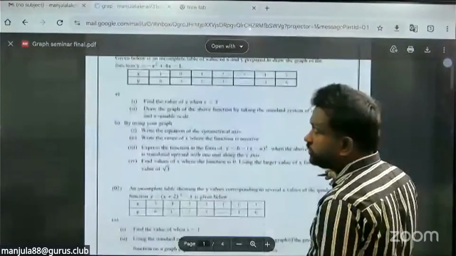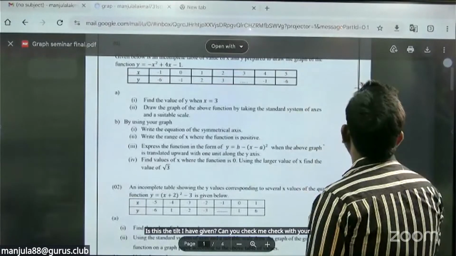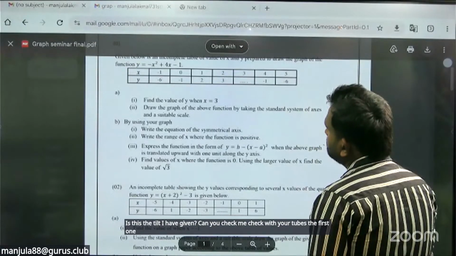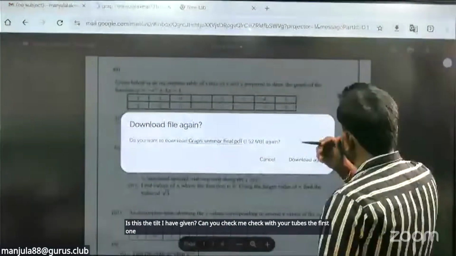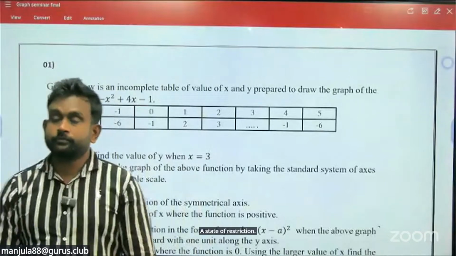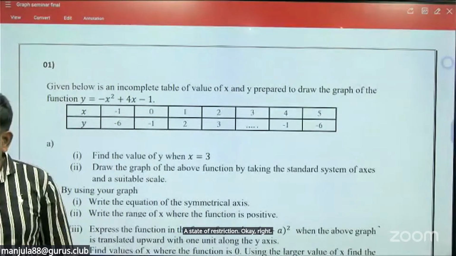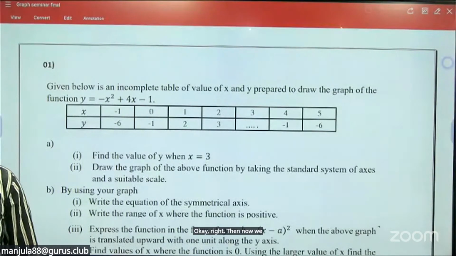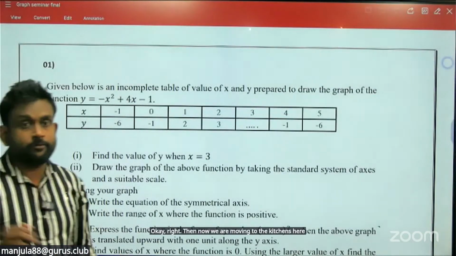Is this the tute I have given? Check with your tutes. The first one. Is this the first question? Okay, right. Now we are moving to the questions here. Right, see everyone.